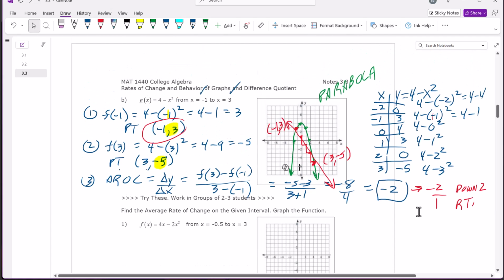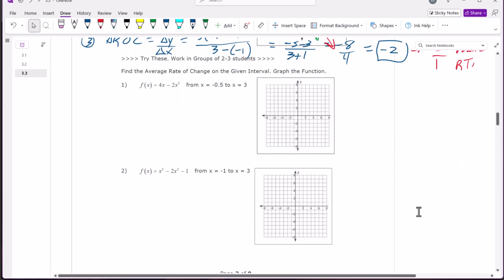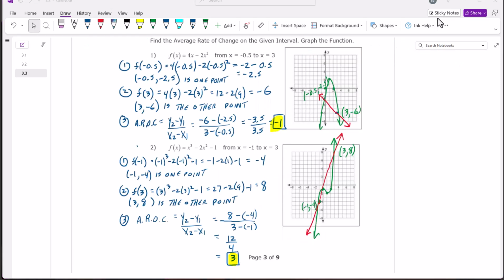Okay, remember to pause the video anytime you need to. I'm going to go ahead and move to these 2 problems. I'm going to pause the video, see if you can do these. And as soon as you resume the video, you can pause and check your answers. Okay, so the first one you should have gotten -1. The second one you should have gotten 3.